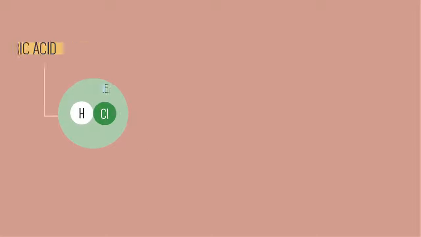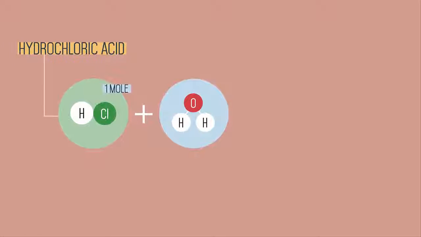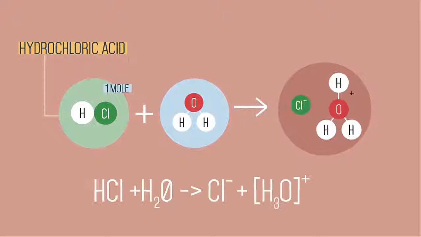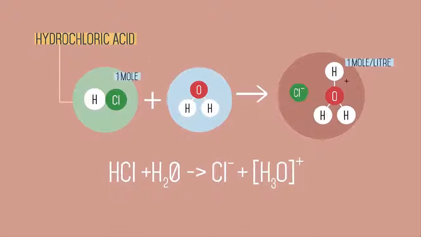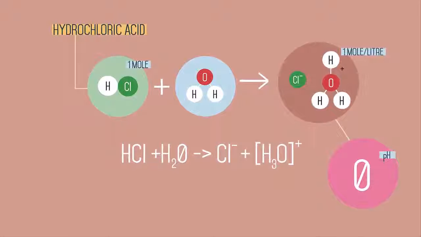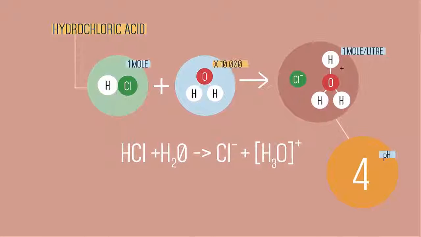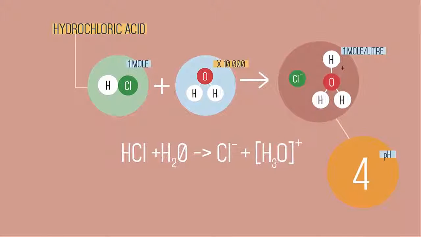If you dissolve 1 mole of a strong acid like HCl in water to make 1 liter of solution, it dissociates completely into ions, so you also get 1 mole per liter of hydrogen ions and a pH of 0. To get a solution of, for example, pH 4, you need to dilute this with 10,000 times its volume of water. We still have a strong acid, but it is very dilute.